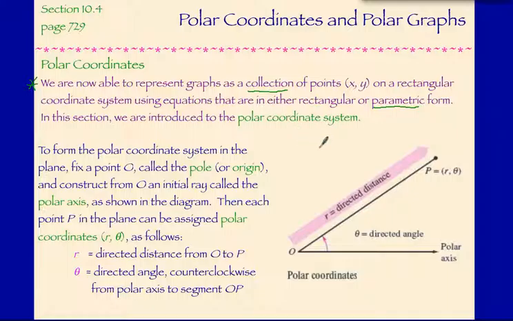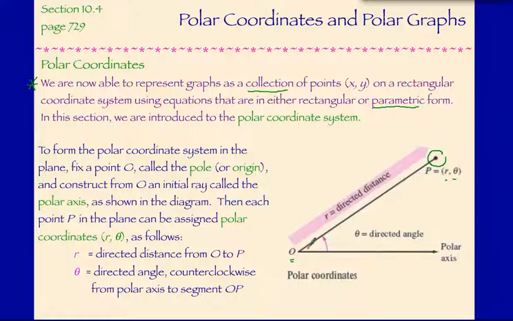In this section, we are introduced to the polar coordinate system, something a little different. To form the polar coordinate system in the plane, we fix a point O, called the pole or the origin, and we construct from O an initial ray called the polar axis. Notice here's the polar axis, kind of looks like the x-axis. Then each point P in the plane can be assigned polar coordinates (r, θ), where r is the directed distance from O to P, and θ is a directed angle counterclockwise from the polar axis to the segment OP.